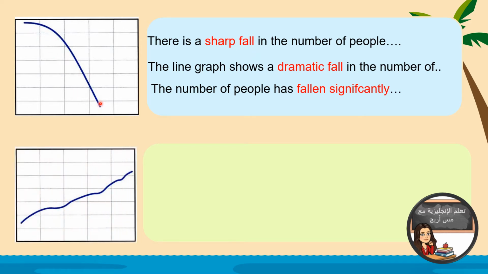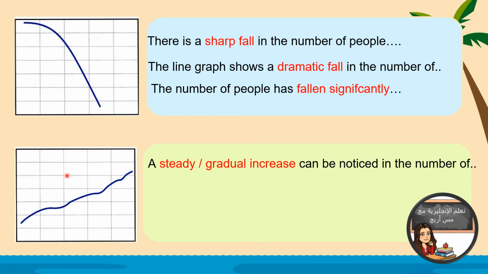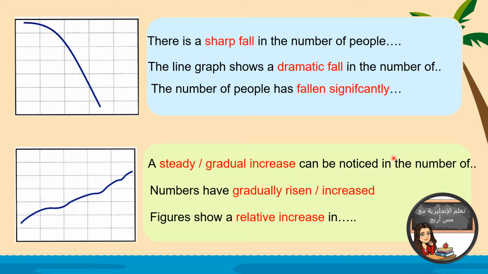So fallen significantly, or you can say there was a significant fall. Now in another shape, as you can see, this is kind of going up, but it's not really a sharp increase. So I would rather say it's a steady or a gradual increase. So you can say a steady or a gradual increase can be noticed in the number of, etc. I can also say numbers have gradually risen or increased. And I can also say figures show a relative increase in so on. So we can say steady, gradual increase, gradually risen or gradually increased, and relative increase in something.